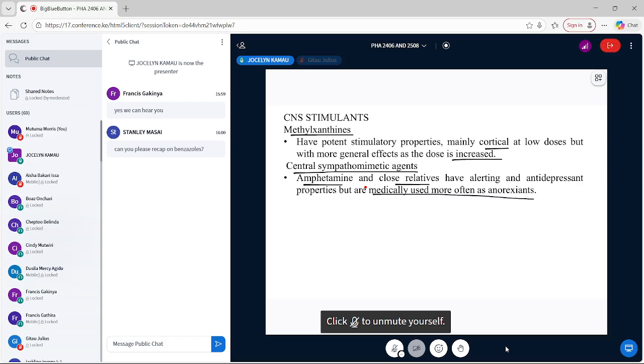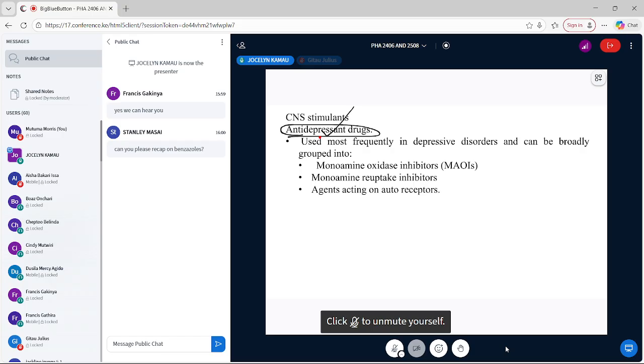Then you have the antidepressant drugs. The antidepressant drugs are the other category, and you will study these as a whole subtopic within CNS 1 or 2. These are very important drugs that we use for those who are depressed, used most frequently in depressive disorders, and can be broadly grouped into monoamine oxidase inhibitors and monoamine reuptake inhibitors. When we talk about monoamine reuptake inhibitors, we are mainly talking about noradrenaline and serotonin reuptake inhibitors.